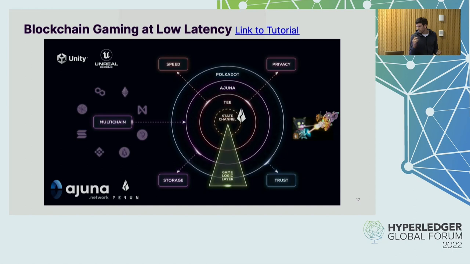And I don't know if I have time, probably not, but we also have a demo. We will publish it soon, where there's a simple tic-tac-toe game played in a state channel. You can really see there's basically no noticeable latency. So here Perun sits on top of their existing scaling technology, enabling really low latency applications.